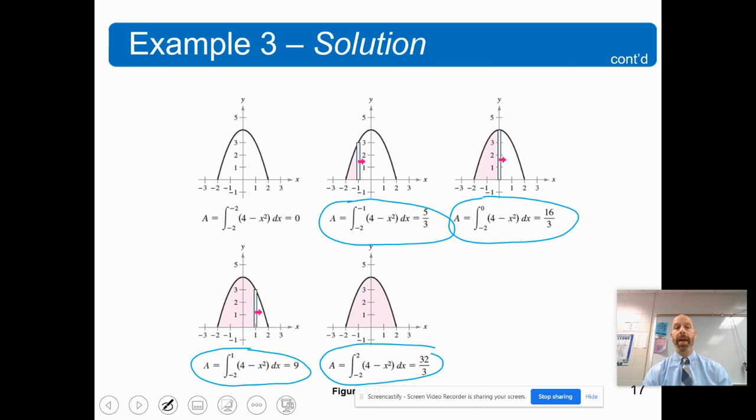So notice what's happening here is we're using integration, if you will, like a function. We are accumulating area as we move from the left to the right.